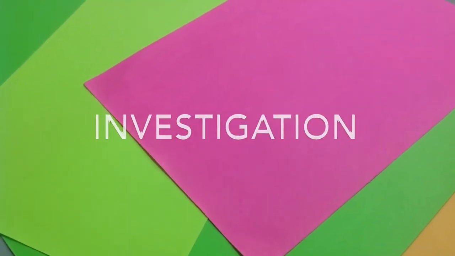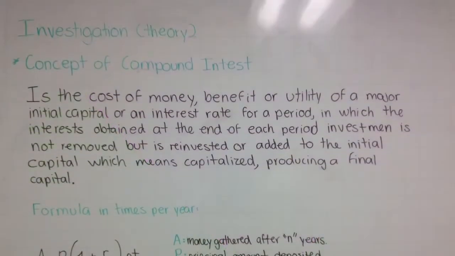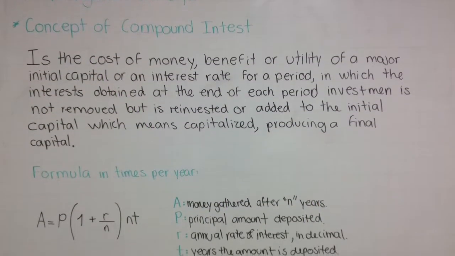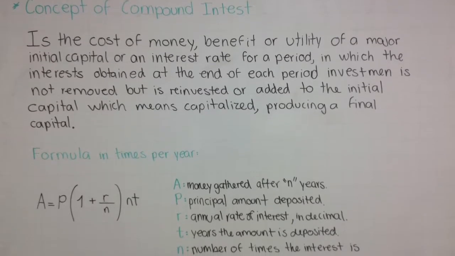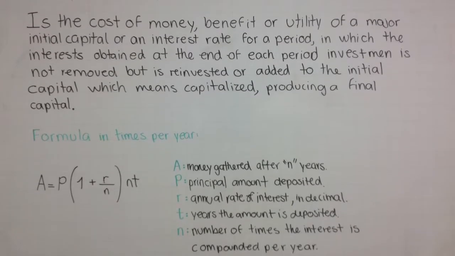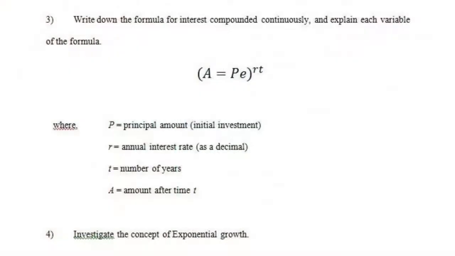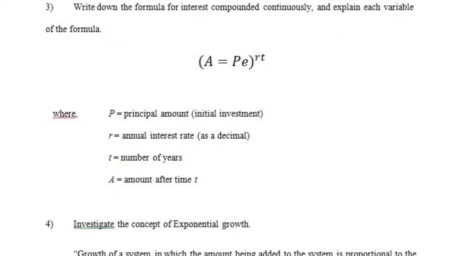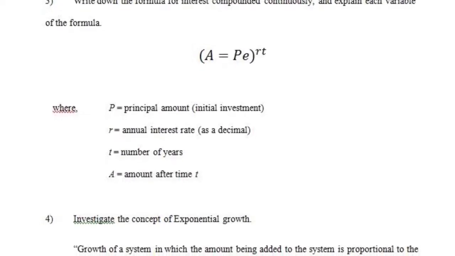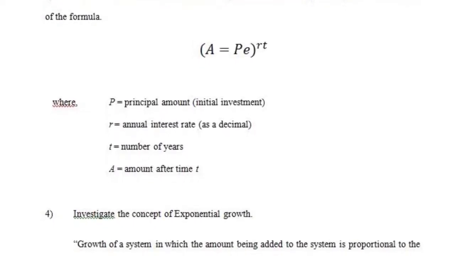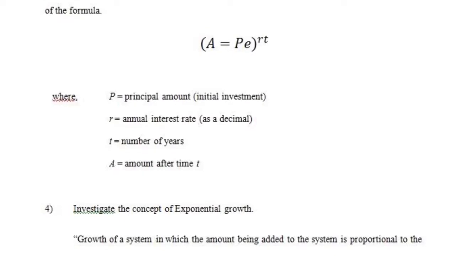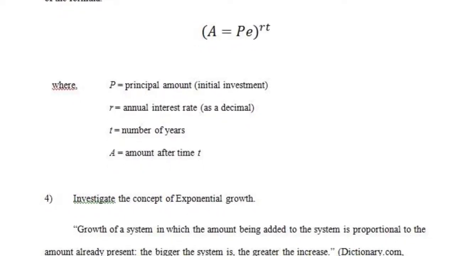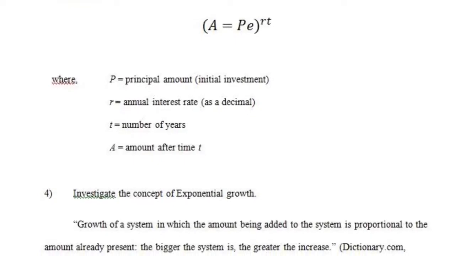Investigation part. Compound interest is the cost of money, benefit, or utility of a major initial capital or an interest rate for a period. This is a formula for the interest compounded continuously, where P is the principal amount, R is the annual interest rate, T is the number of years, and A is the amount after time T.